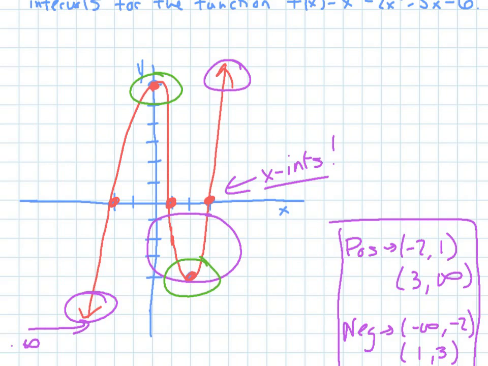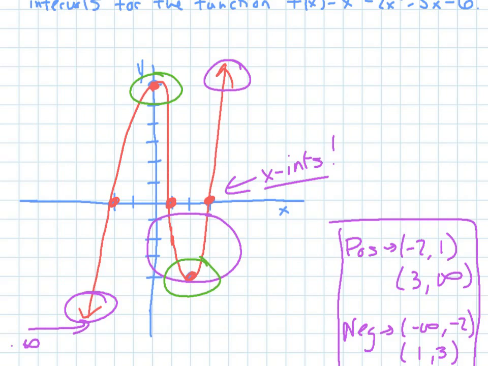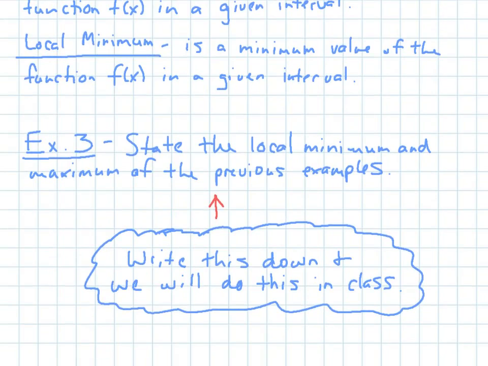Okay? And so before, in the last picture, we had a local max of (0, 10) and a local min of (4, negative 22). So those points were important to be able to find our intervals, so we want to be able to find those as well. Now in class, because this is a calculator task, I can't really show you on this video to actually give it justice so that you understand what's going on.